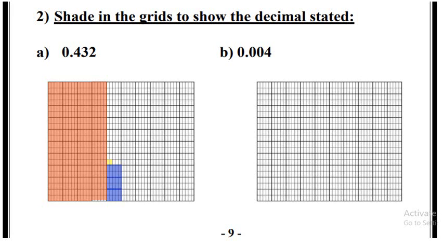And now 0.004, which means 4 over 1000. 4 over 1000. So we need to shade how many ones? So we will shade 4 out of 1000 small squares. So we will shade 4 small squares. Here 1, 2, 3, 4.